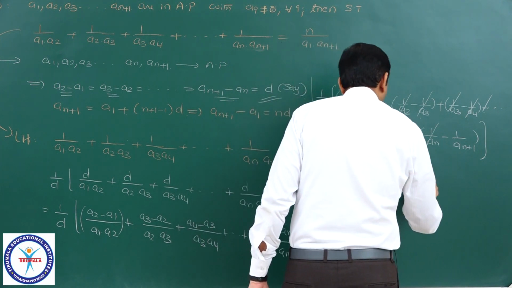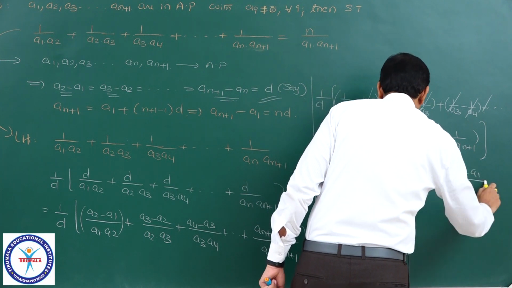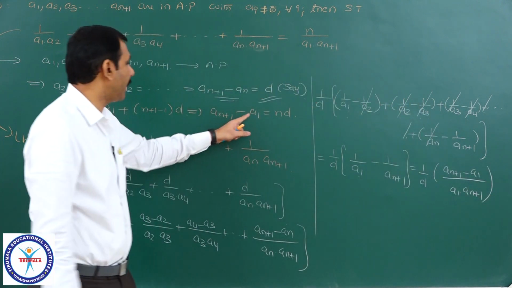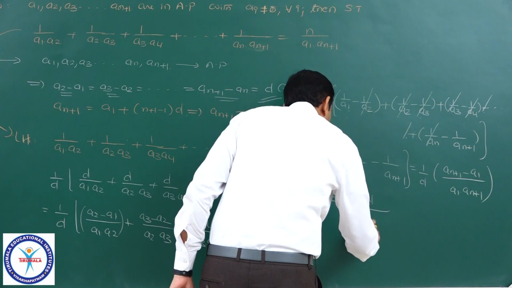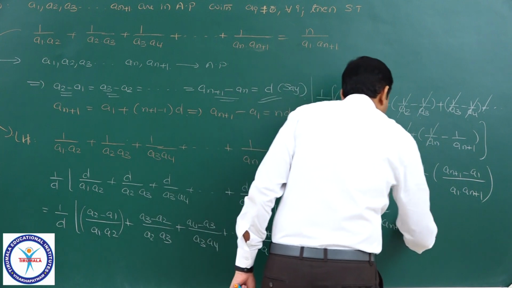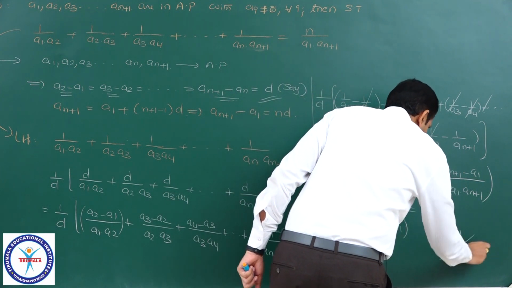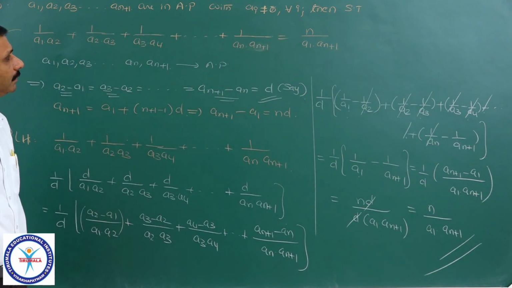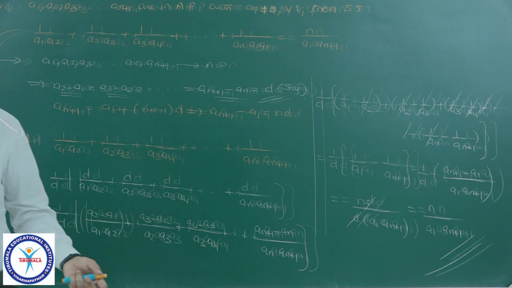It is equal to 1 by d into an plus 1 minus a1 by a1 into an plus 1. What is an plus 1 minus a1? It is equal to nd. It is equal to nd by d into a1 into an plus 1. This d will get cancelled. It is n by a1 an plus 1 will be the answer. Similar to the previous problem only. Hope you can understand this one. We'll move to the next problem.